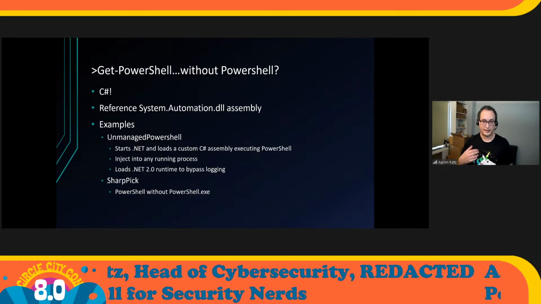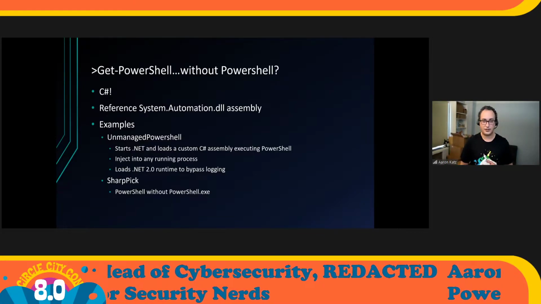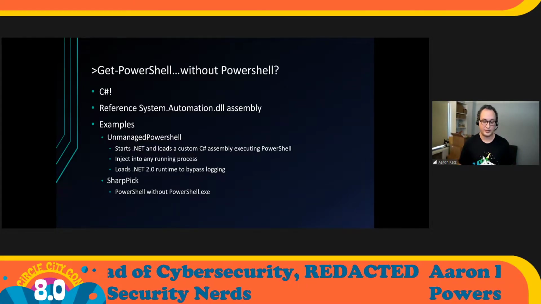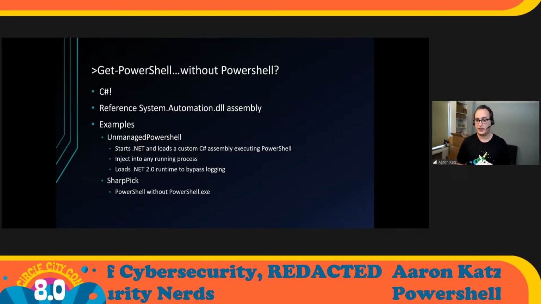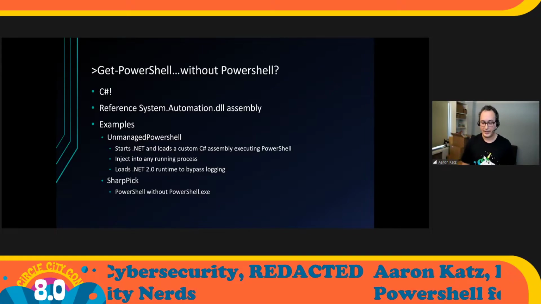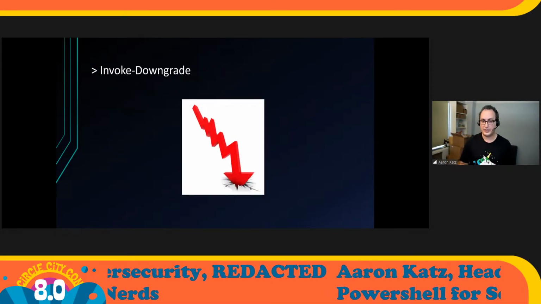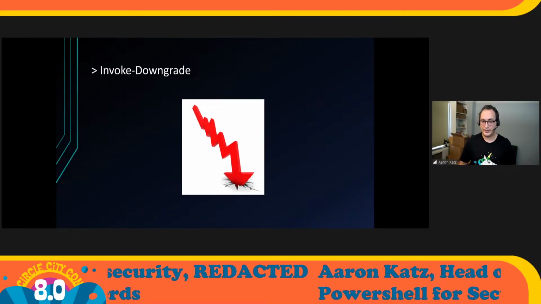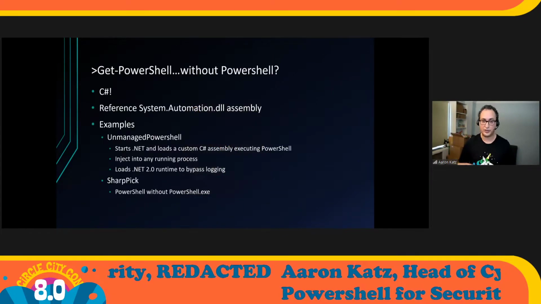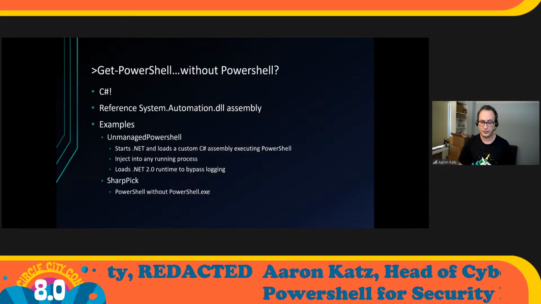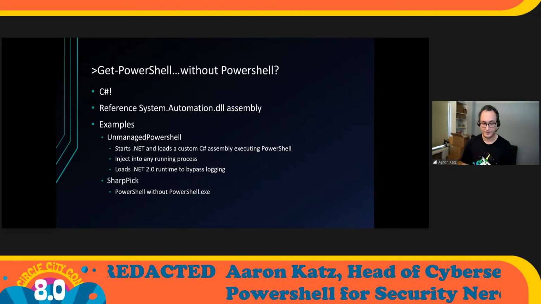It starts .NET, loads a custom assembly that executes PowerShell, and even allows you to inject that into any running process. And if you don't have the right runtime, it loads the .NET 2.0 runtime. And that's important because, as we talked about here, V2 is .NET version 2, and that is missing a lot of those logging and monitoring controls. So this actually loads that runtime and makes sure that the logging controls that the enterprise wants don't really work.